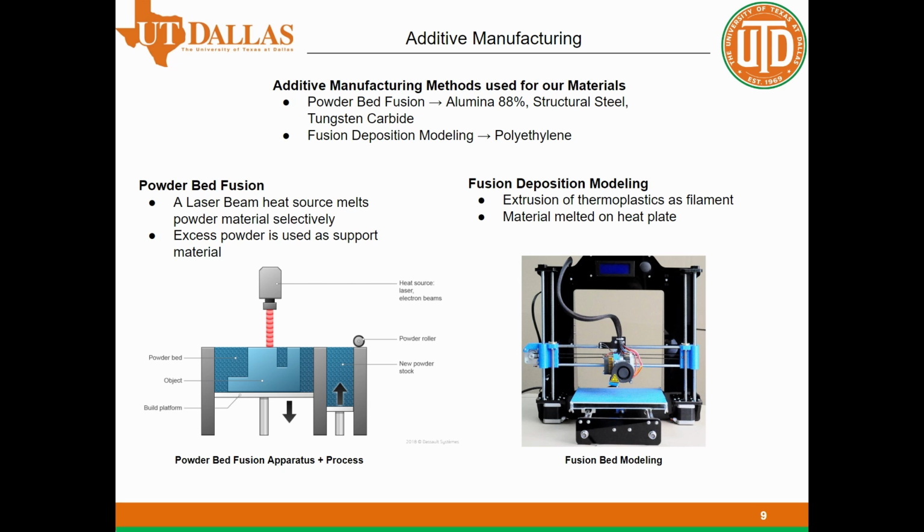Fused deposition modeling uses a heat bed and extruder. The extruder melts thermoplastic filament onto a heat bed, and the heat is used to activate adhesive properties, and the extruder is programmed to then create an uploaded geometry.